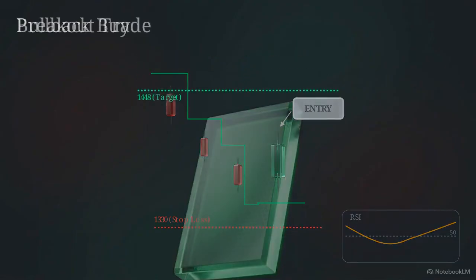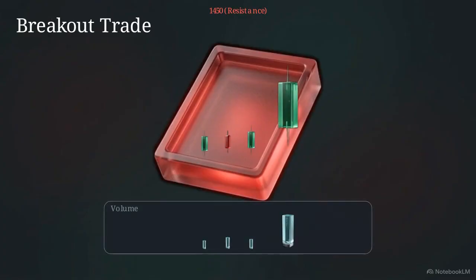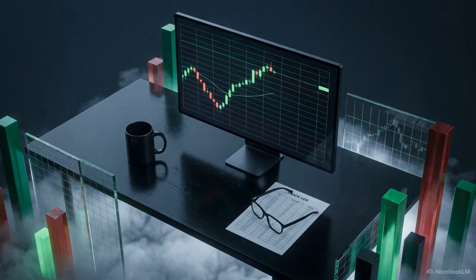Another path is the breakout trade. This setup requires the price to push through the 1450 resistance level on a significant spike in volume, proving that the overhead supply has been fully absorbed by buyers before you enter. Adhering strictly to these parameters separates professionals from amateurs. You are no longer guessing, you are operating a high-probability business model.